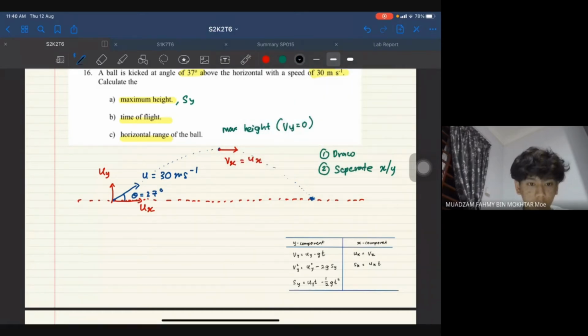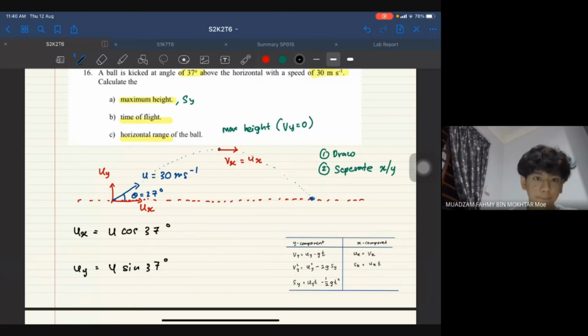Okay, now first thing first, kita separatekan Ux dengan Uy. So Ux equals to U cos 37. Uy equals to U sin 37. Okay, ada masalah with this tak? Anyone have a problem with this? Tak ada. Kalau ada, beritahu before we go further lah.